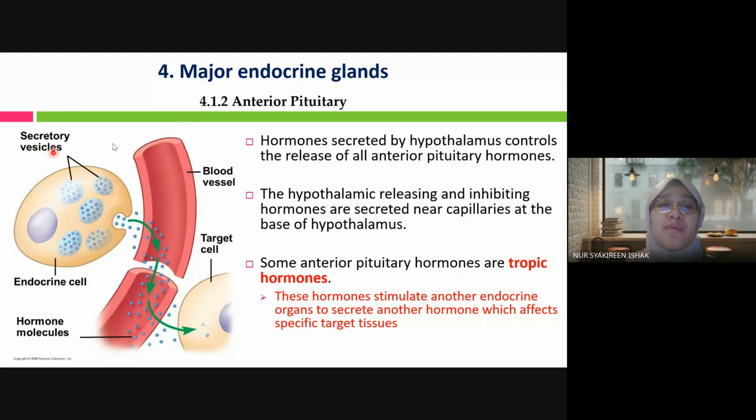Okay, and then for the anterior pituitary, it is made up of endothelial cells, which we call, that function as endocrine cells lah. Endocrine produce and secretes. So this is the endocrine cell. This is the nucleus. It instructs the cells of the anterior pituitary to produce, synthesize and secrete its own hormone.